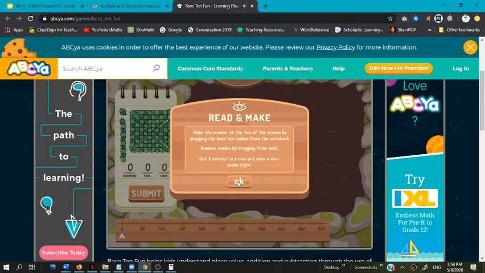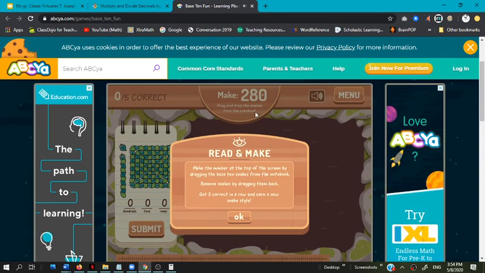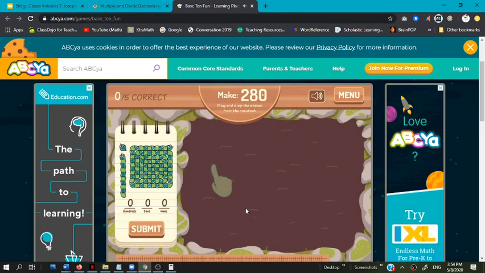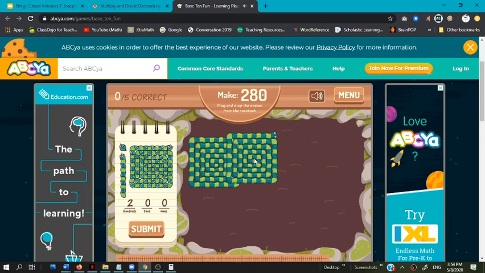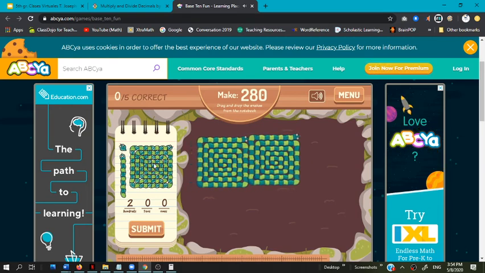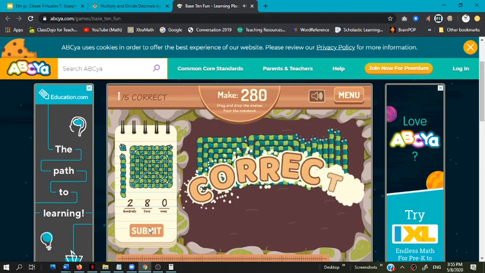What you need to do, boys and girls, is you need to make the number that it tells you on the top. So, for example, 280. You're gonna have to drag the numbers over here to try to get the number that would equal 280. So here's 100, 200, and how many more do we need here? Well, 210, 220, 230, 240, 250, 260, 270, 280. Let's see if that's correct. All right, we got it correct.